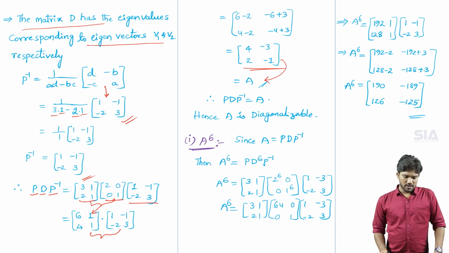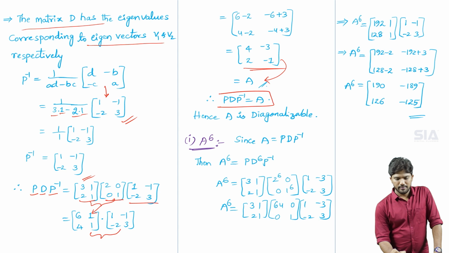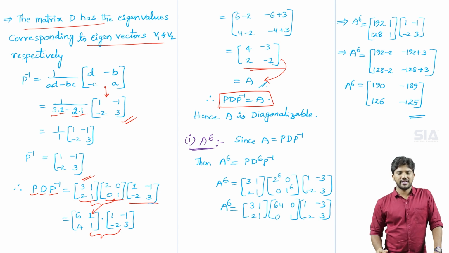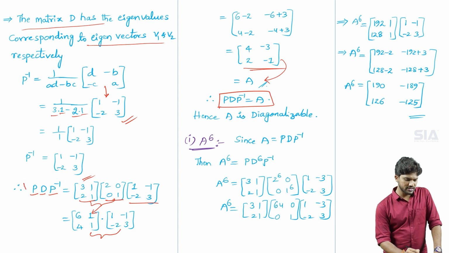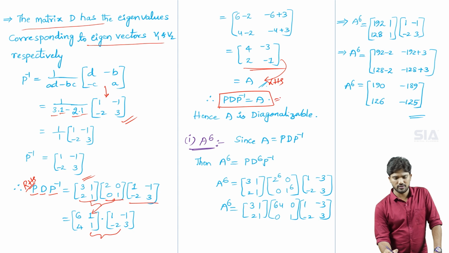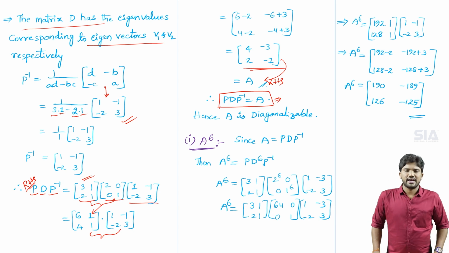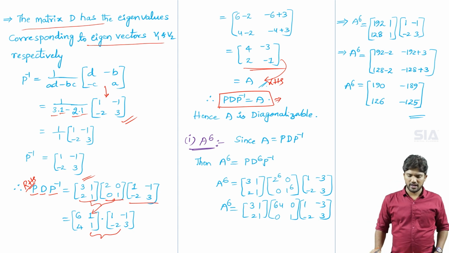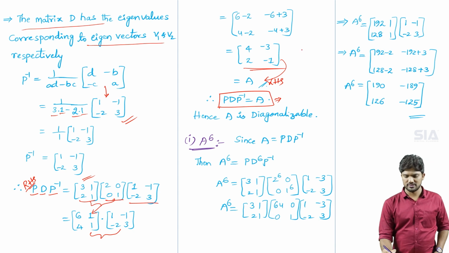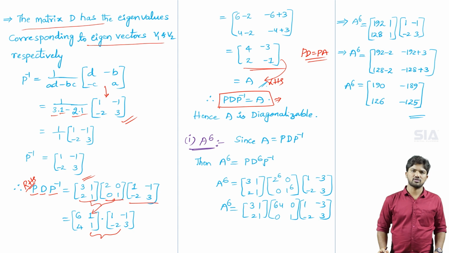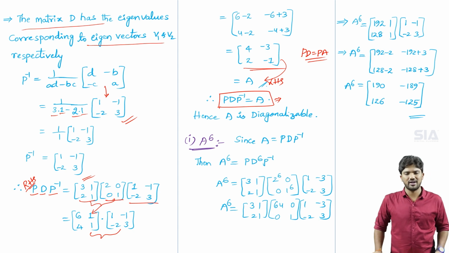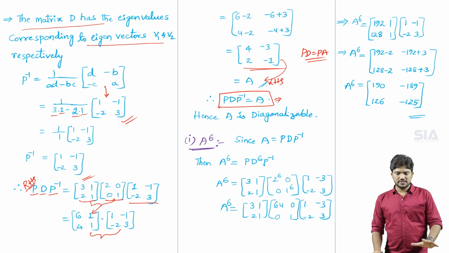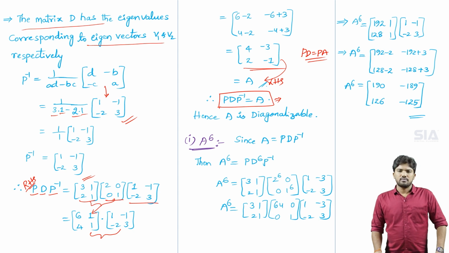So we got the required condition, P D P inverse is equal to capital A. Hence capital A is diagonalizable. The condition is satisfied: the RHS value equals the LHS, so LHS is equal to RHS. In this format we can show that. Or else, instead of doing this inverse process, you can simply check that P into D is equal to P into A, because we have P, D, and capital A. That is the first part of this problem.